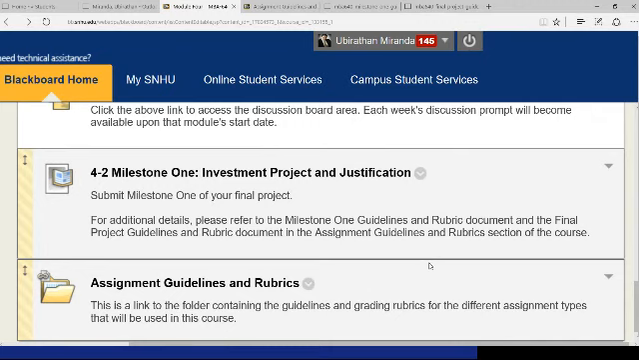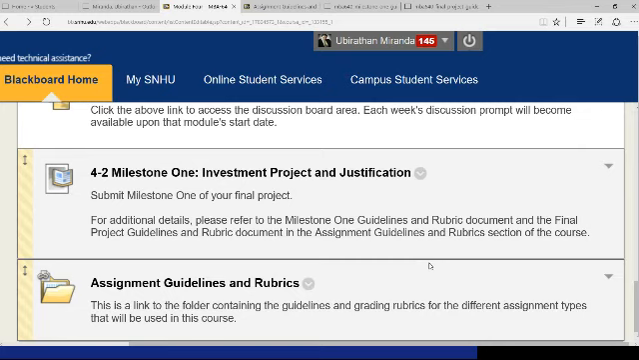Now, here comes the meat of our discussion today, the Milestone 1 investment project and the justification. This is a major deliverable. This is a major assignment. Remember, this class is made up of 3 major assignments. You have Milestone 1, 2, and 3. They make up the bulk of your final project. So this is one that you do not want to miss.